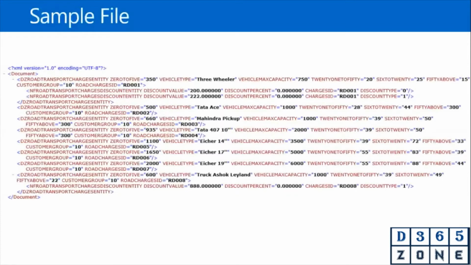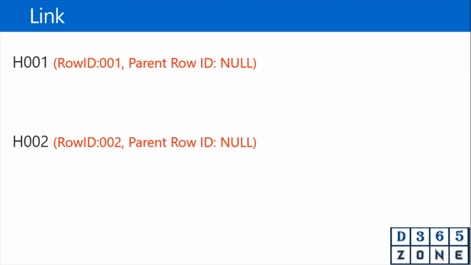And since I'm speaking about entities, here I wanted to frame a relation, or link, between the header and the line. The next slide shows how I'm taking the links between the different tables. Consider we have a header H001 and another header called H002. Consider these two are sales orders. For these two sales orders, the row ID will be 001 and the parent row ID will be null, because there are no parents for it.